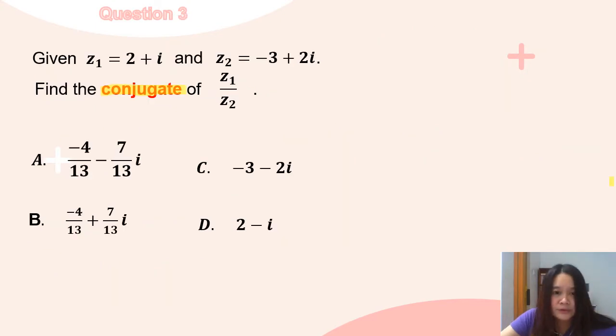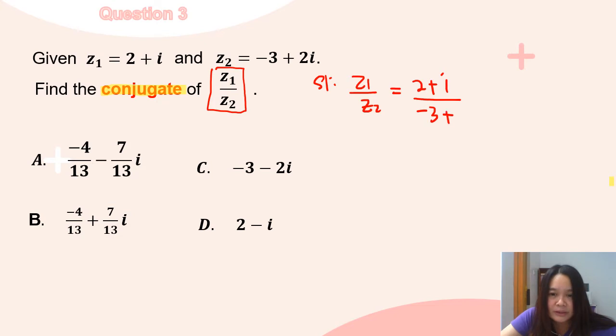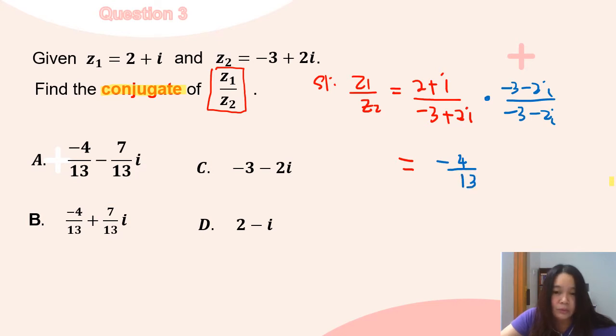For question number 3, please read the question carefully. They want the conjugate of Z1 divided by Z2. So first of all, step 1, you just find your Z1 over Z2, which is equivalent to 2 plus i divided by -3 plus 2i. If you want to do it step by step, you need to multiply with the conjugate pair. Or you use the calculator to calculate. So you get -4 over 13 minus 7 over 13i.